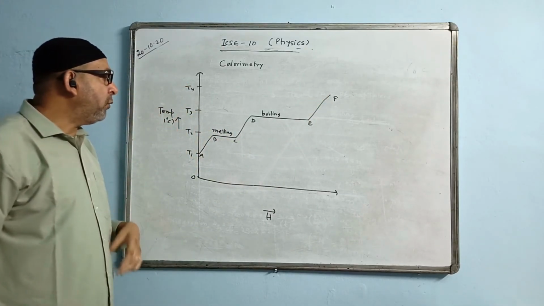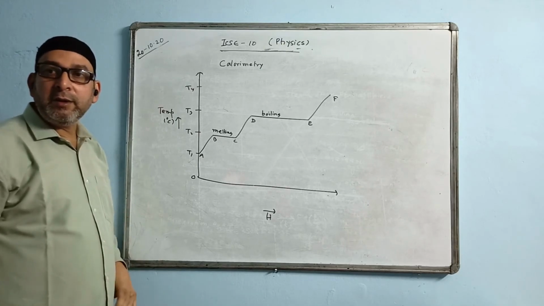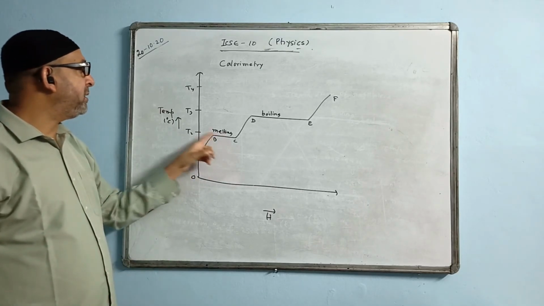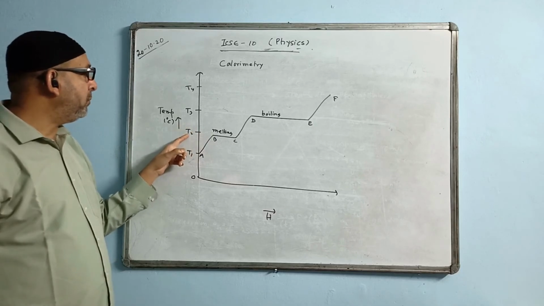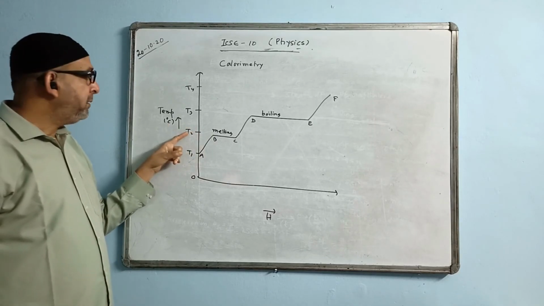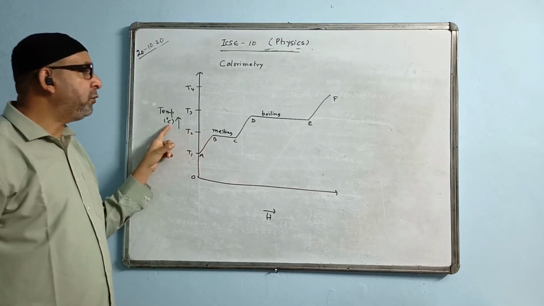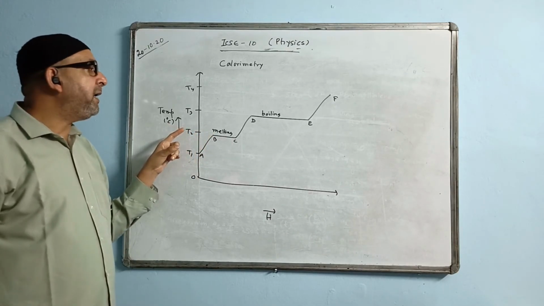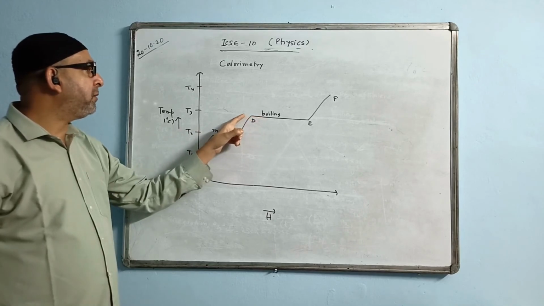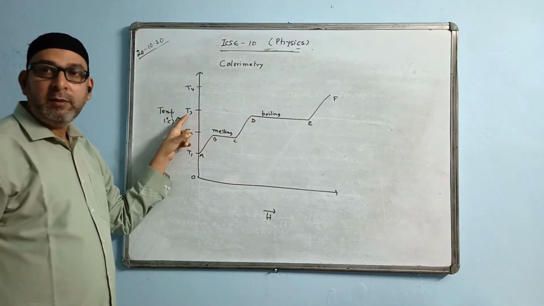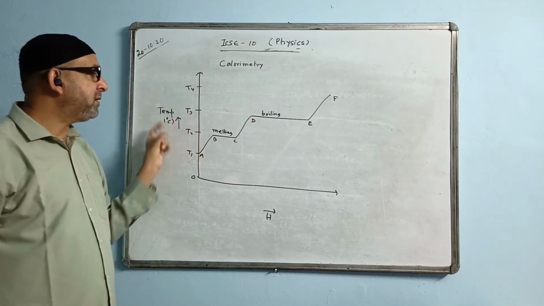Now question is asking, what is the melting point of the substance? This is melting region, so melting point of the substance is T2, but unit we will take from here. T2 degree Celsius. The melting point of the substance is T2 degree Celsius. What is the boiling point of the substance? That is T3 degree Celsius, we will say that.